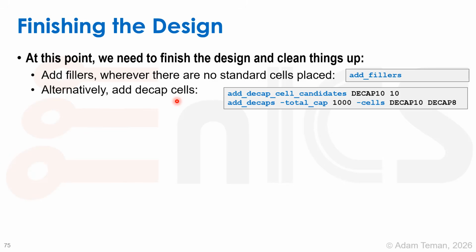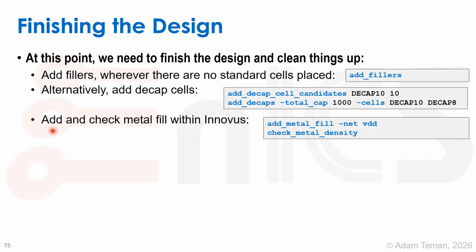So we want to have as much capacitance between VDD and ground to have as strong a power as possible, to have some little wells there to provide us with charge when we're doing all kinds of transitions. So you can do that with add decap cell candidate. You give the name of a decap cell, and then you use the add decaps to add the decap cells. Okay, you can also add and check metal fill within Innovus.